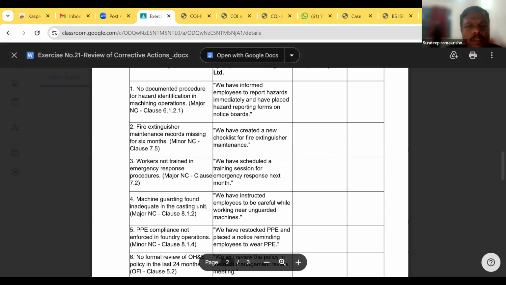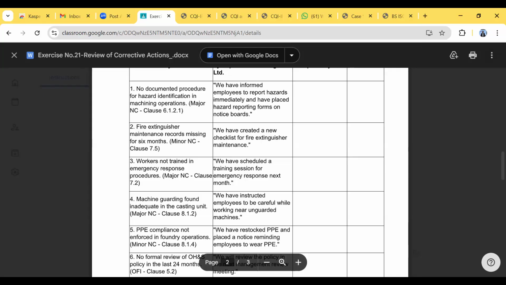Anil Kumar Mohanty, what is your answer? What is your justification? I will also not accept. Okay, see, you don't accept. Then what is the justification? What is the standard expecting and what is the auditee not doing?